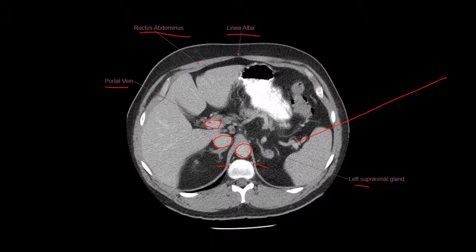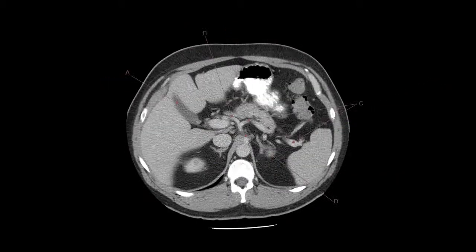Actually, here's splenic artery. Name those structures. So A, what do we have with A? Well, it's slightly darkened in, and it sits right up against the bottom of the liver, and it's kind of a tubular structure. If you're thinking gallbladder, you would be correct.